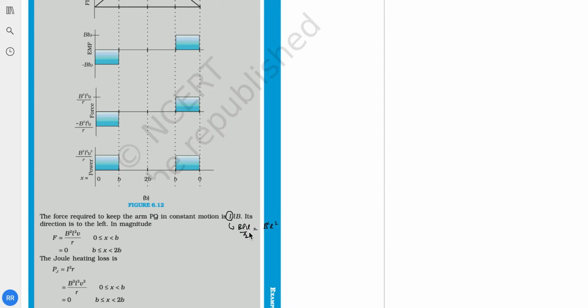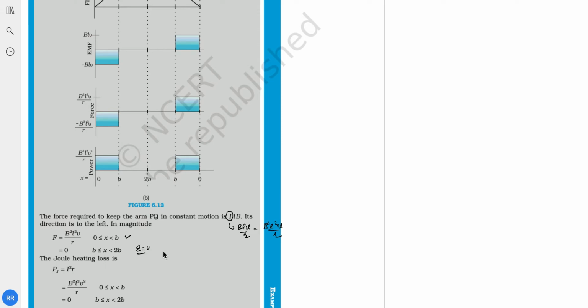It is B square L square V upon R. Okay. So for 0 < x ≤ b, and it will become 0 for b ≤ x, because there is no current at all. There is no EMF at all, because in this region EMF is equal to 0.